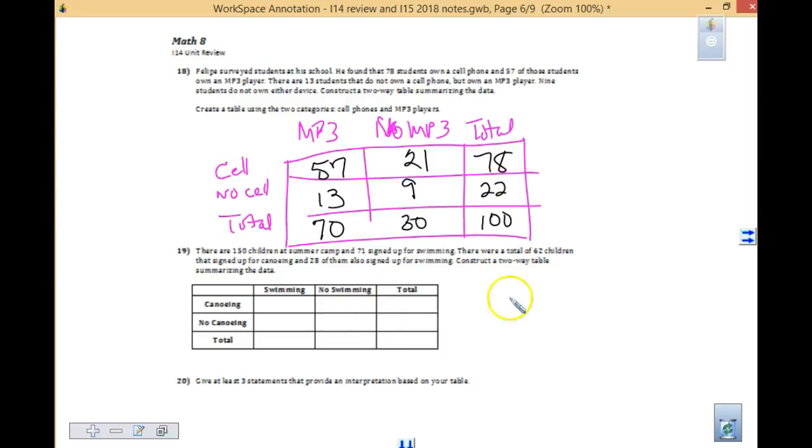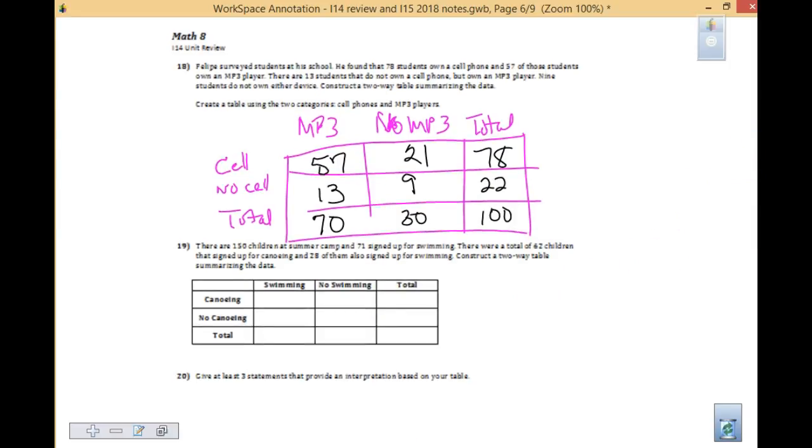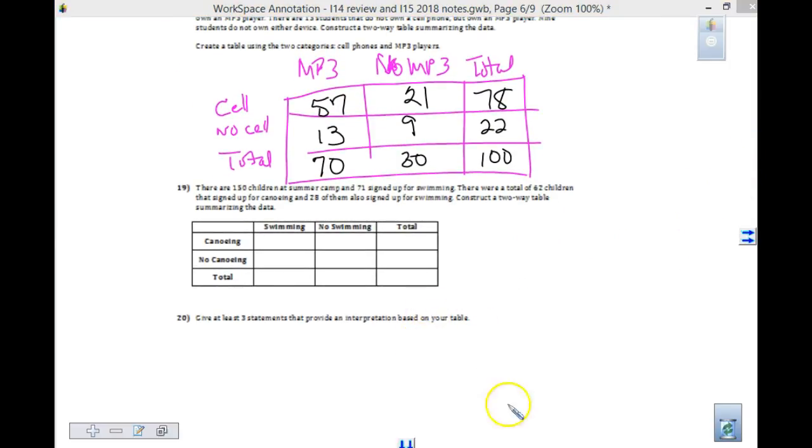As we start that next one, Faith, you want to start us off? What do we know? 150 is the total. Total, 150, right? Next thing, Micah, we know what? We know that 71 people are in total for swimming. 71 total swimming. Jordan, you ready to give us the next number where you're going to put it? 62? Yeah, total canoeing.